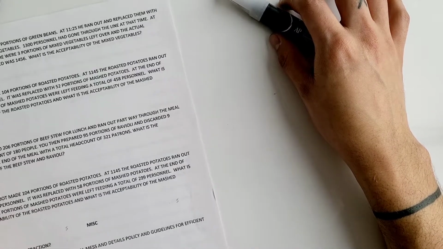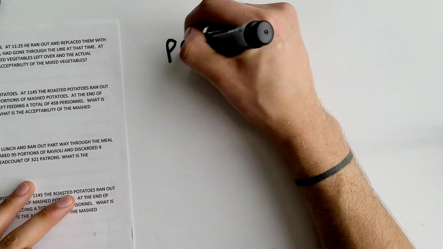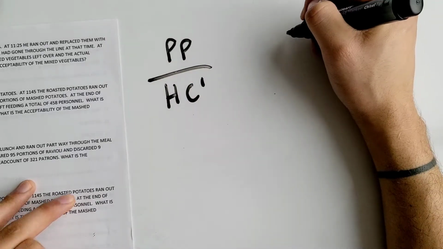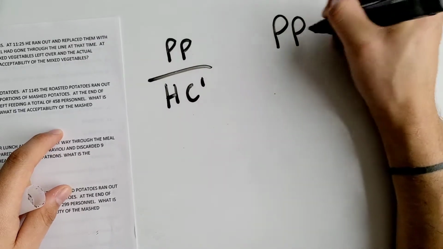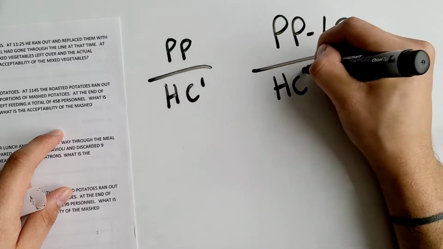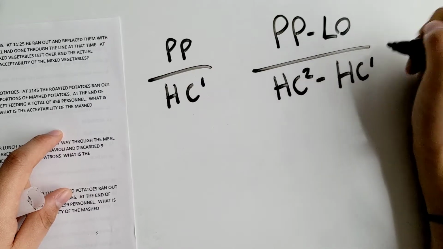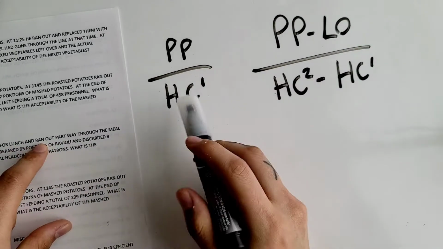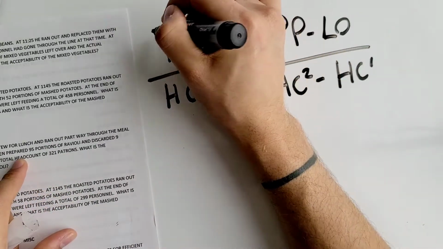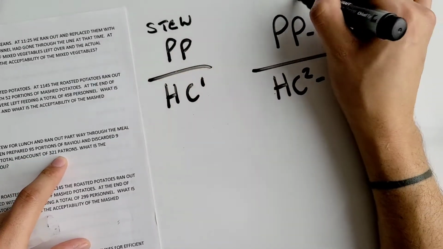food item. So the formula for this one is your portions prepared over your first head count, so HC1. And then the second part is your portions prepared minus your leftover divided by your second head count, so HC2, minus your first head count, HC1. So this first one is going to be your beef stew. And the second one is the ravioli.